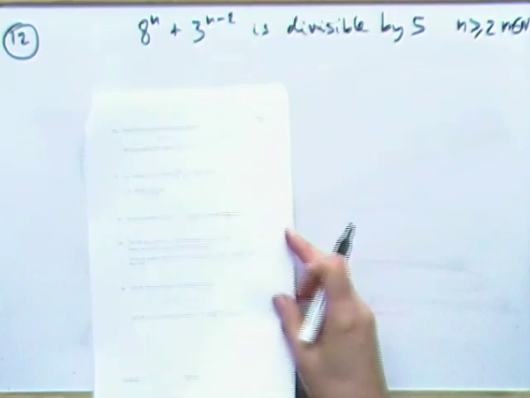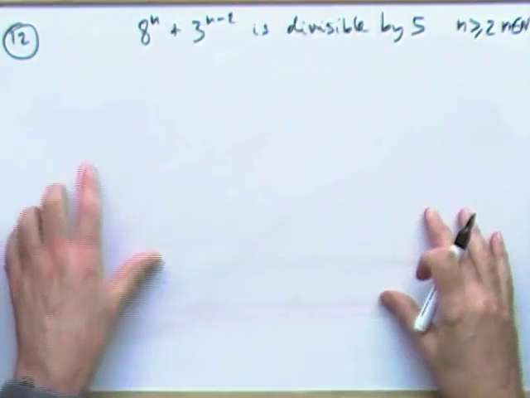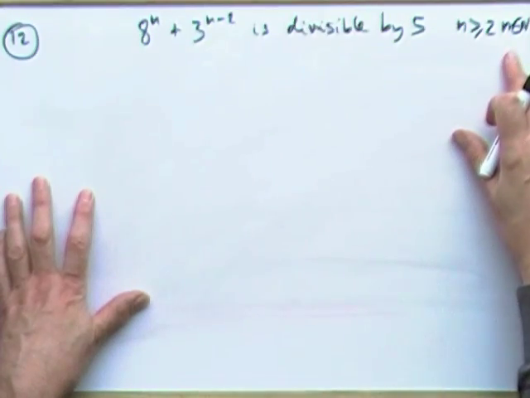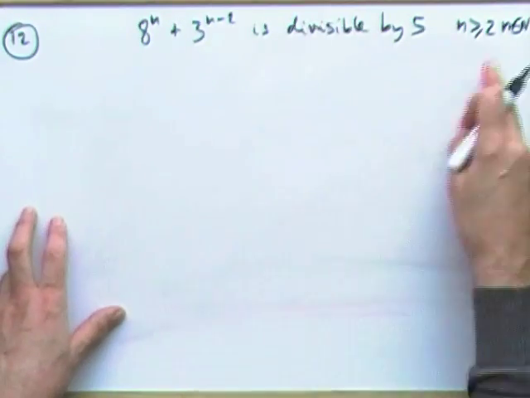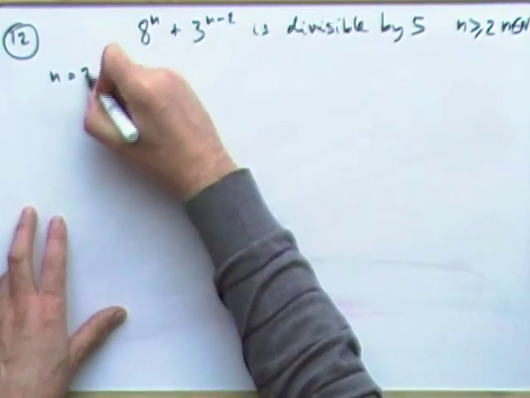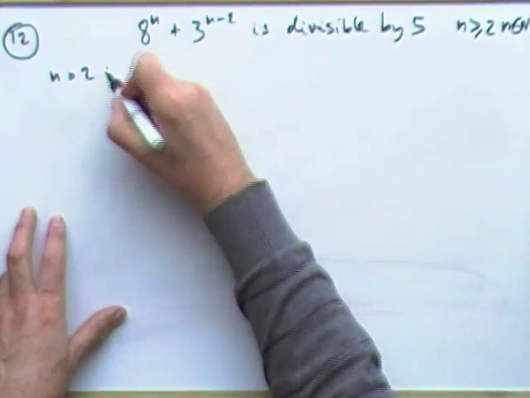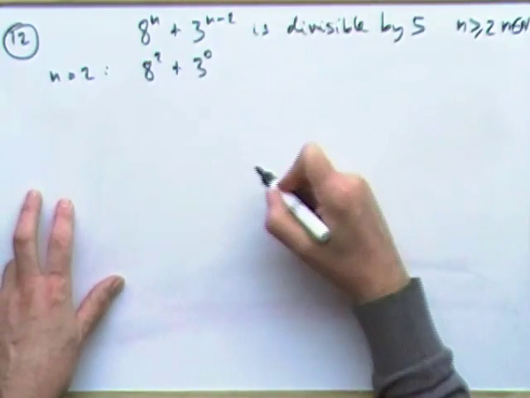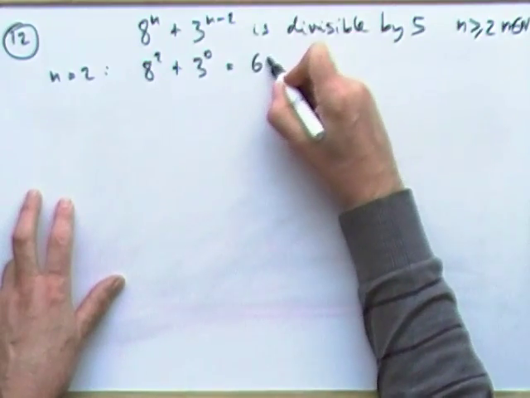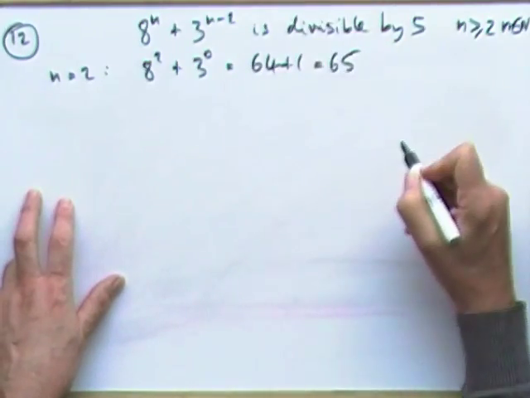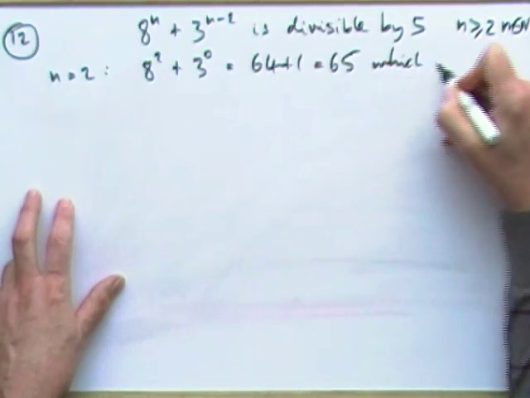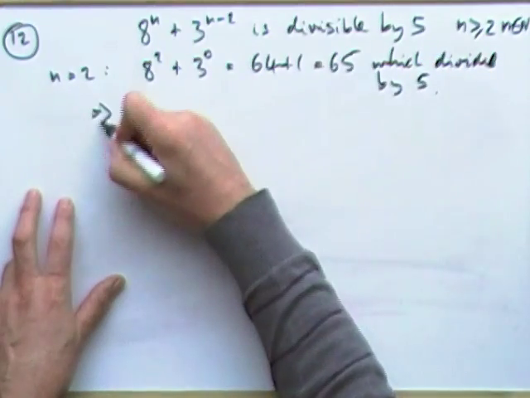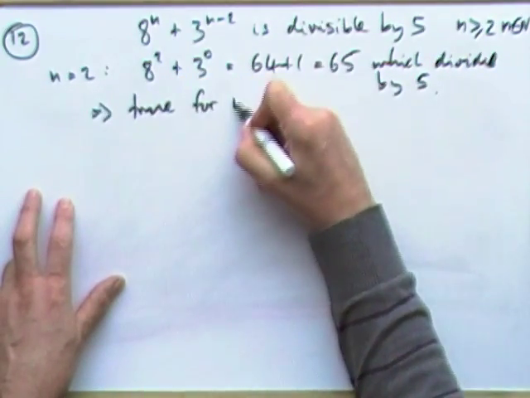Number 12, prove by induction, 5 marks, this proposition. The proposition is that 8 to the power n plus 3 to n minus 2 divides by 5 for all integral values of n greater than or equal to 2. So the lowest value considering is 2. Well, let's just see if that's right. Try it for n equals 2. If n equals 2, what have you got? You've got 8 squared plus 3 to the power 0, which equals 64 plus 1, which is 65, which divides by 5. I'll just write that in words. Which divides by 5. So the first part is, it's certainly true for n equals 2.